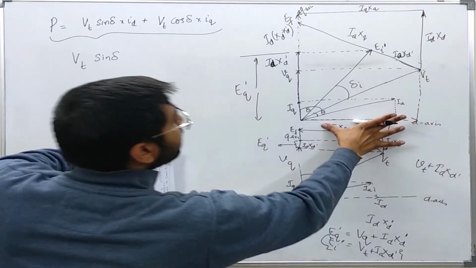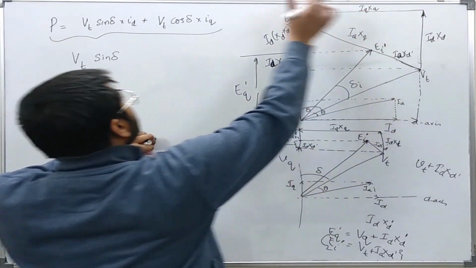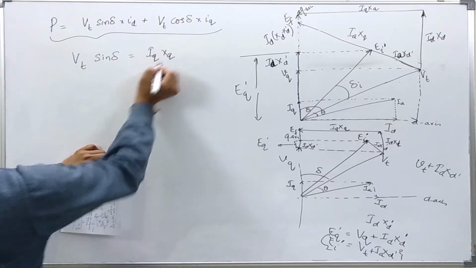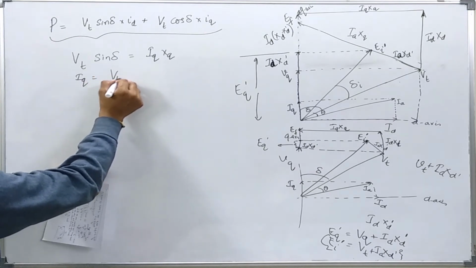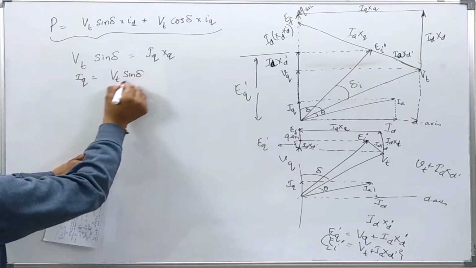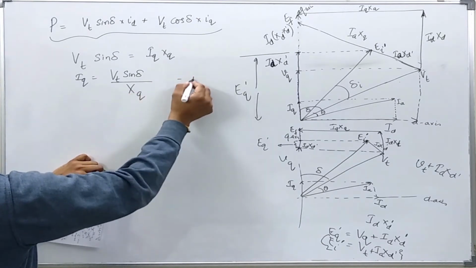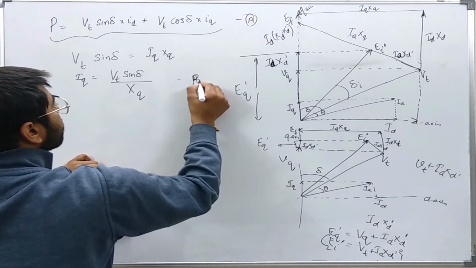This quantity will be VT sin delta. Now from this phasor diagram you can see that it is equal to IQ XQ. So IQ is nothing but VT sin delta over XQ. Let us say this is equation number A and this is B.